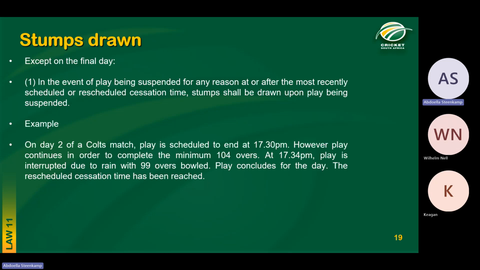Here's an example to illustrate this. On day 2 of our Colts match, play is scheduled to end at 17:30. However, play continues in order to complete the 104 overs. At 17:30, we haven't bowled our 104 overs yet. So we get to 17:34 and play is now interrupted due to rain, and we've only bowled 99 overs. So now clause 1 gets activated. Because we're after our cessation time, play is done for the day. We've reached our cessation time.